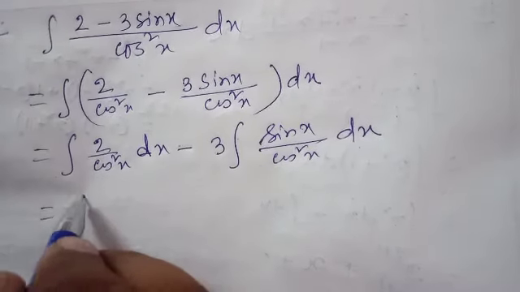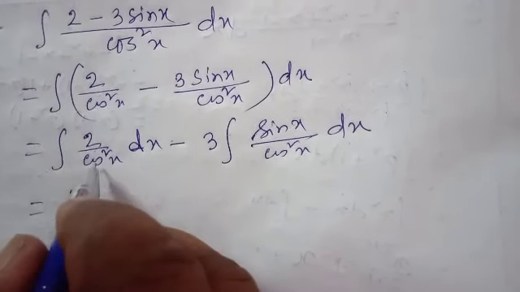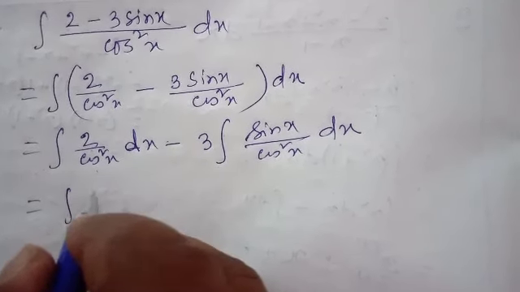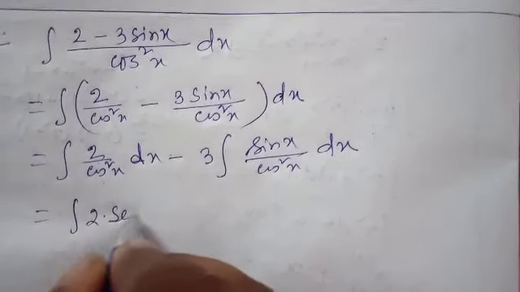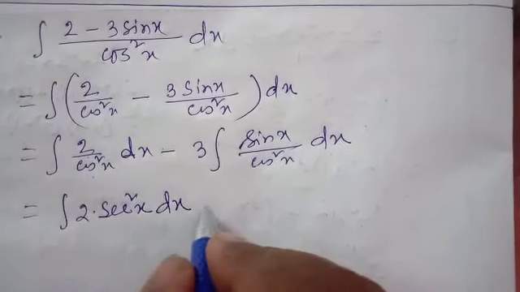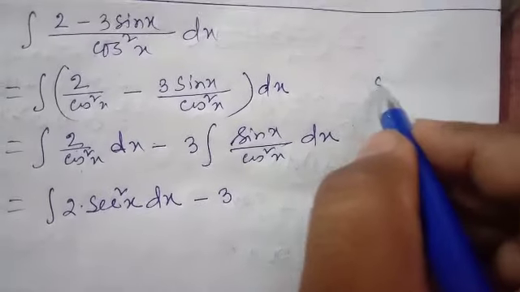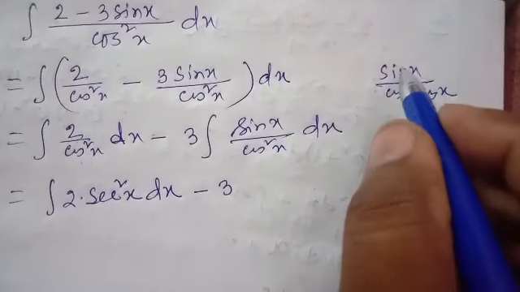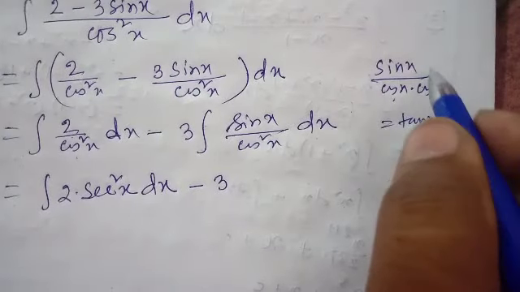So here 2 by cos square x you can write as 2 into 1 by cos square x. 1 by cos x means sec x, so 1 by cos square x means sec square x. So 2 into sec square x dx, you can take this 2 common, minus 3. Here sin x by cos square x, this one we can write as cos x into cos x. So sin x by cos x, that means tan x, another cos x is remaining in denominator, that means 1 by cos x.